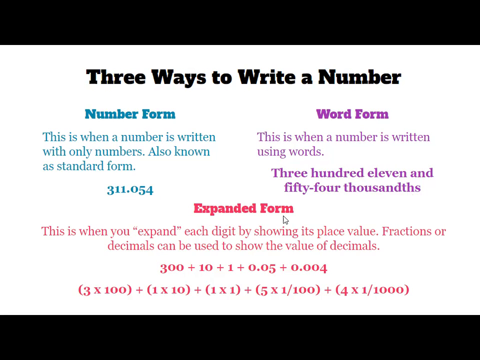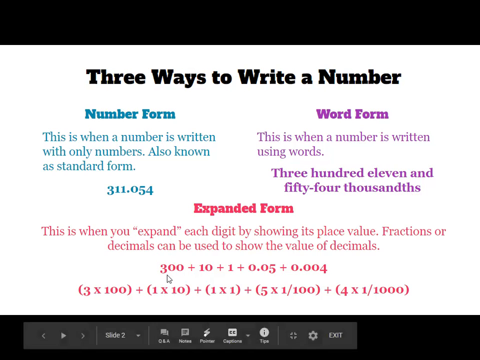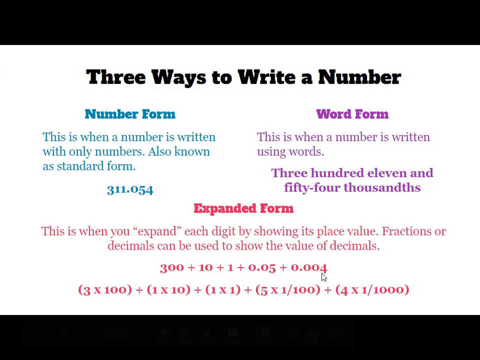An expanded form is when you expand each digit by showing its place value. Fractions or decimals can be used to show the value of decimals. So we have two different examples here to show the same number. We have 300 plus 10 plus 1 plus 5 hundredths plus 4 thousandths. So that would be 311 and 54 thousandths.